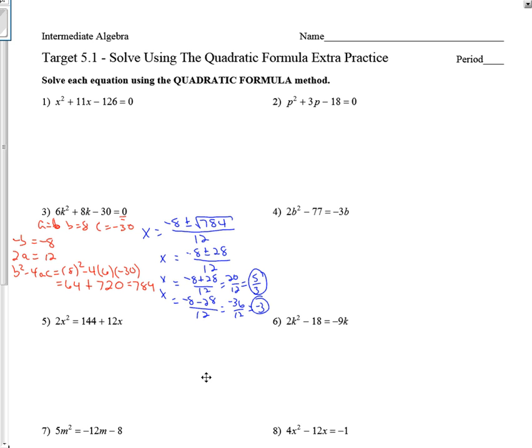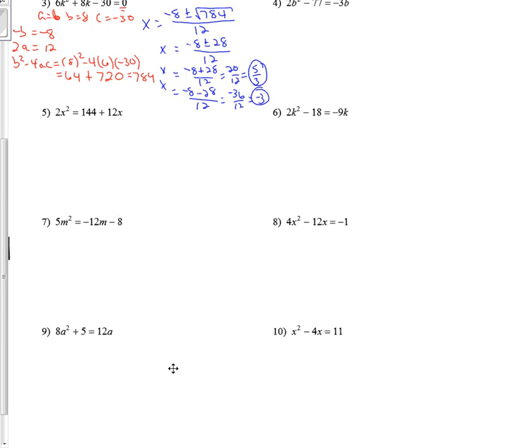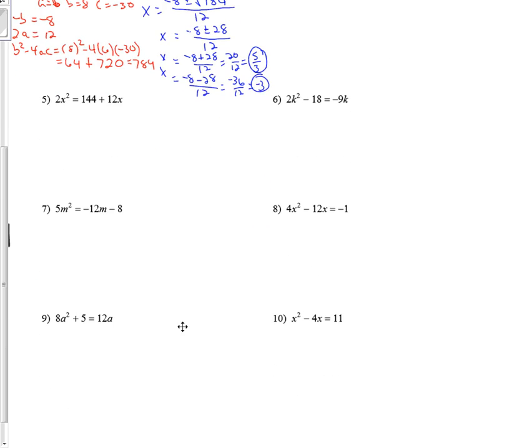Let's also take a look at one where the square root doesn't come out to be an integer. In this case, 784 is a perfect square, 28. But let's take a look at one that doesn't work out quite that way. So we're going to do number 8, which is over here. And if you notice, it's not in standard form, so we're going to have to put it in standard form.